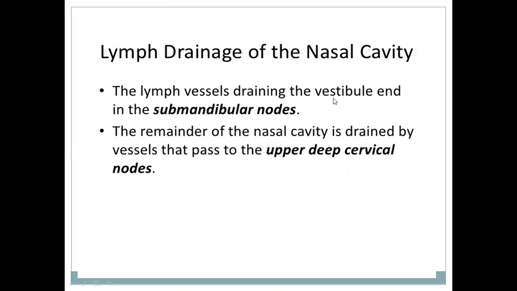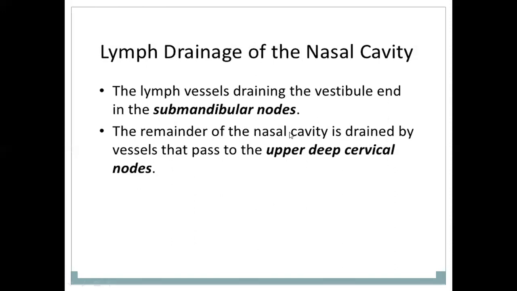This vestibular area drains into the submandibular nodes, and the other parts of the nose drain into the deep cervical nodes. The upper deep cervical nodes are called jugular-digastric. I already taught you, these are the nodes along the upper part of the internal jugular vein, covered by the posterior belly of digastric. That's why they are called the jugular-digastric nodes.